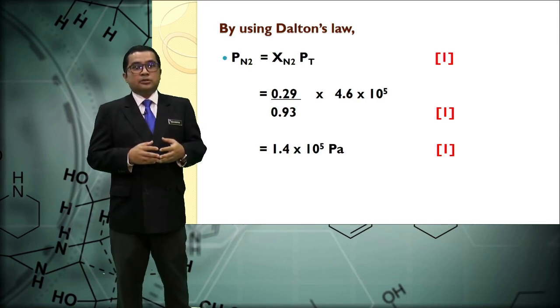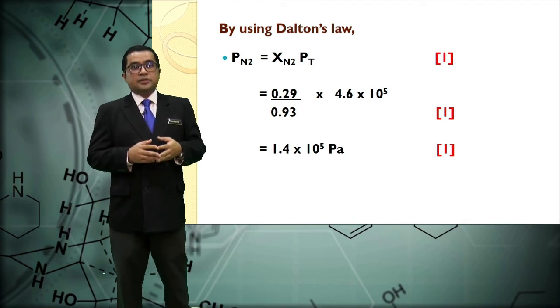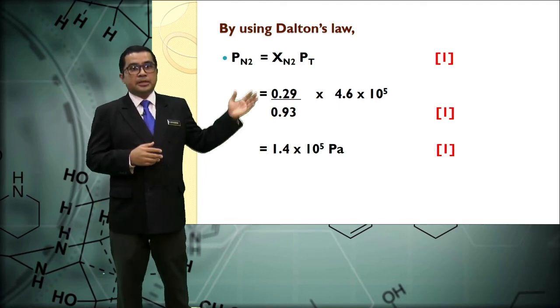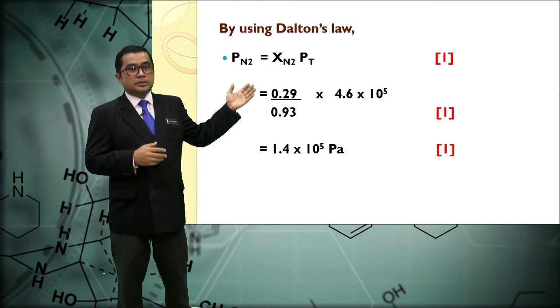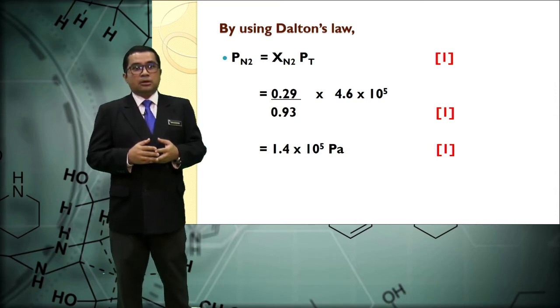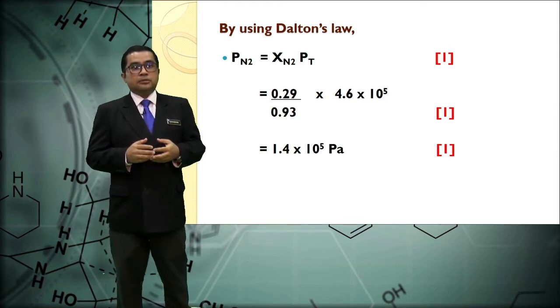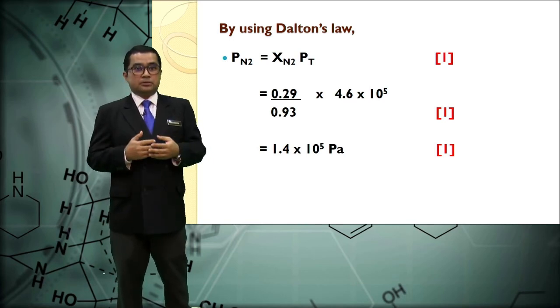The next one is you have to calculate the partial pressure of gas. For the first one, you have to calculate the partial pressure of nitrogen. So you have to remember Dalton's law equation. The equation is P nitrogen is equal to X nitrogen multiplied by the P total. How to determine the X nitrogen? The X nitrogen is the mole fraction of nitrogen.